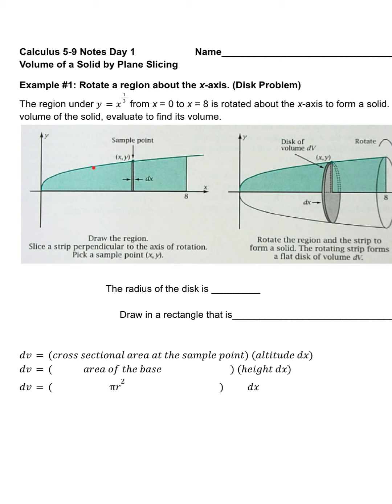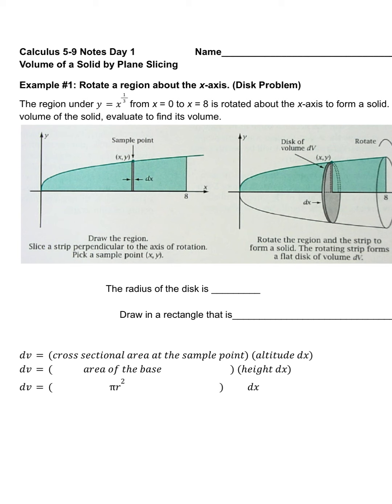So here is the graph. Here is our region. You always want to put in a rectangle, and your rectangle is always perpendicular to the axis of rotation. When you spin this graph around the x-axis, it looks like this three-dimensional solid. It's called a paraboloid. And what happens to this rectangle is that the rectangle becomes a disk.